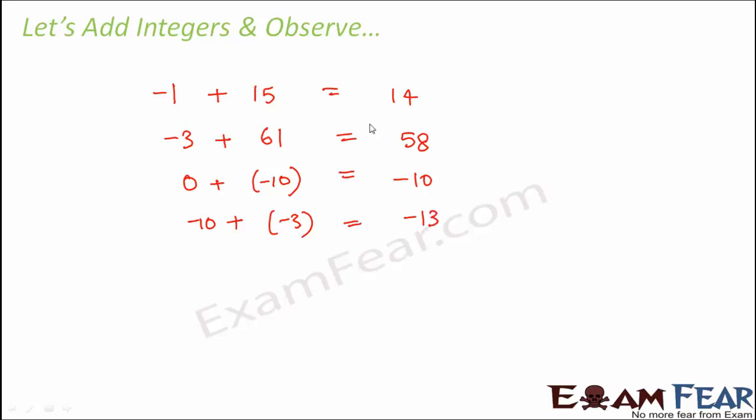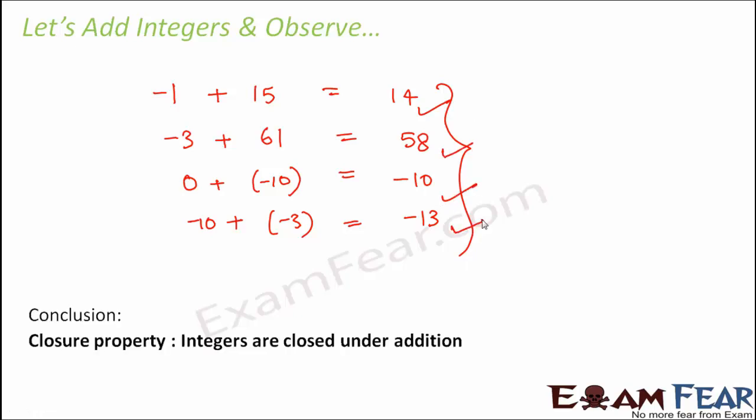So in each of these, what do you see? Whether we take positive and negative integer, or we take positive or negative or 0 with some positive or negative integer, every time we get an integer. So every time the result is an integer. This proves that integers are closed under addition. When you add integers, you always get integers. Any two integers added will give you an integer. This is called closure property.